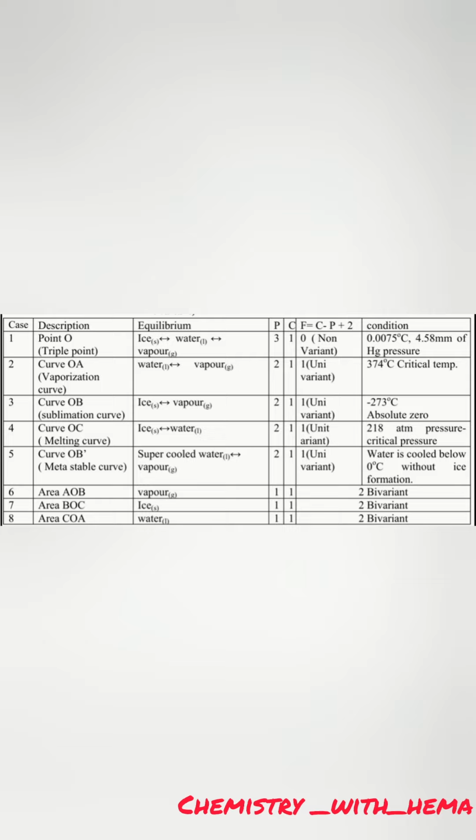The areas also need to be explained. AOB is vapor; the full area AOB is covered with vapor. BOC is covered with ice. COA is covered with water. So there is only one phase and one component in each area, so it is called a bivariant system.